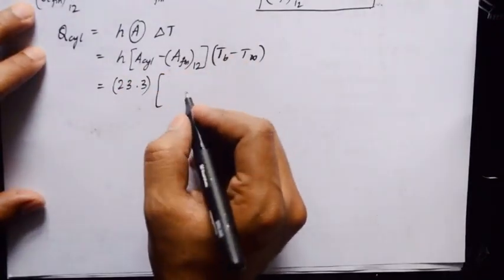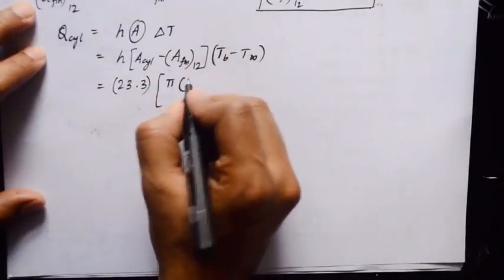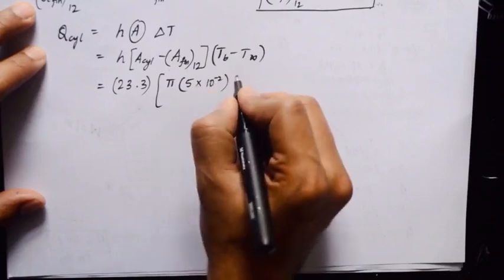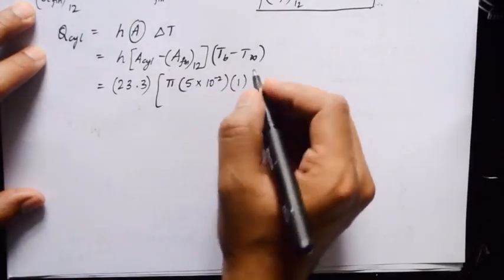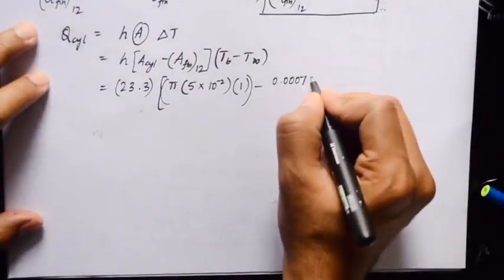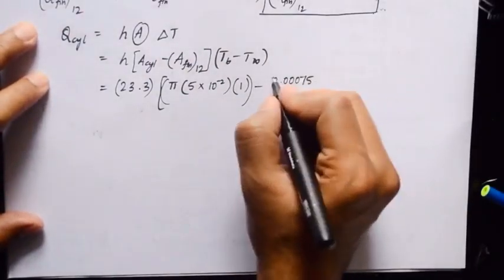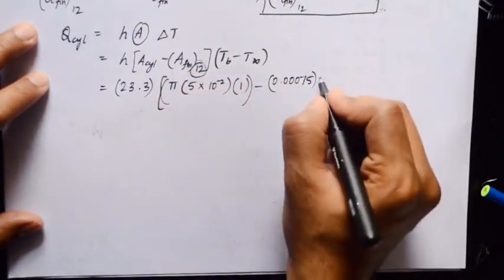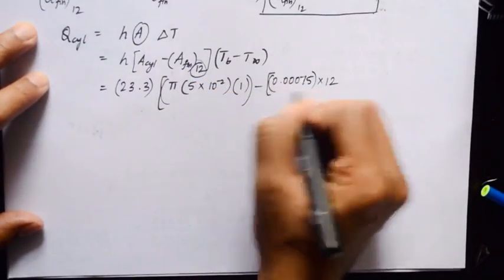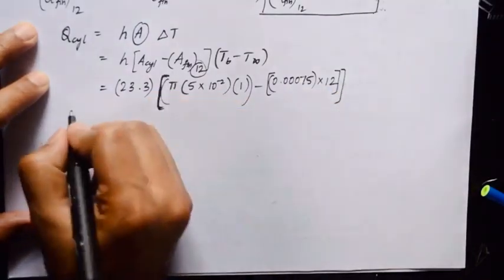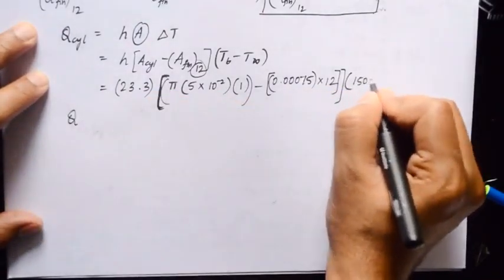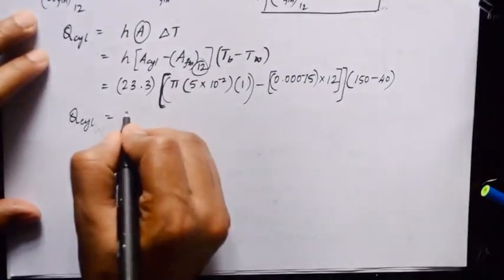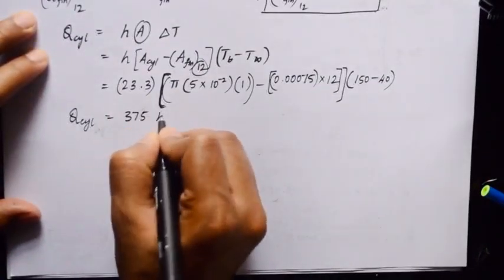Area of cylinder is given by pi d into L. The diameter is given as 5 centimeter, so in meter it will be 5 into 10 power minus 2 meter. We have already calculated the cross sectional area of the fin, that is 0.0075. This is the area of a single fin, but we need to calculate it for 12 fins, so just multiply this by 12. So when you calculate it, you are going to get Q cylinder as 375 watts.